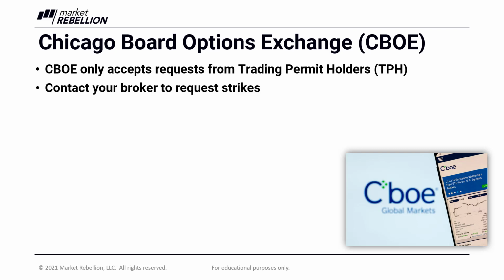You can simply contact your broker to request different strikes. However, keep in mind that these strikes are added at the CBOE's discretion. But as long as they're somewhat in the realm of sensibility, you'll find that the CBOE will probably grant that request.